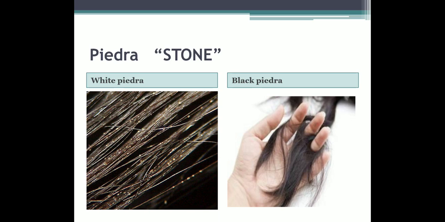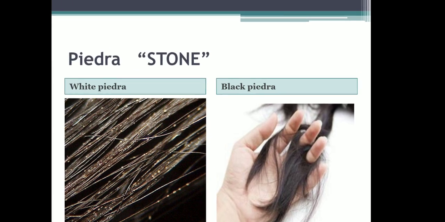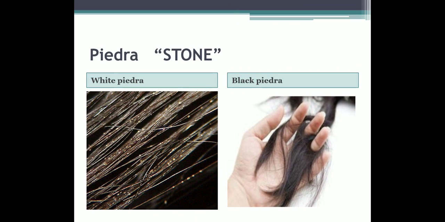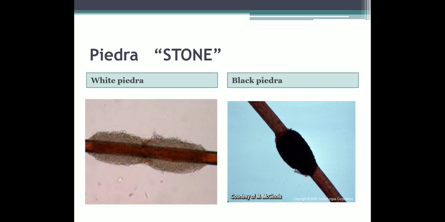In white piedra, the nodules can be easily detached compared to black piedra, where the nodules are firmly attached to the hair shaft. The hair cuticle destruction is much lesser in white piedra when compared to that of the black piedra.